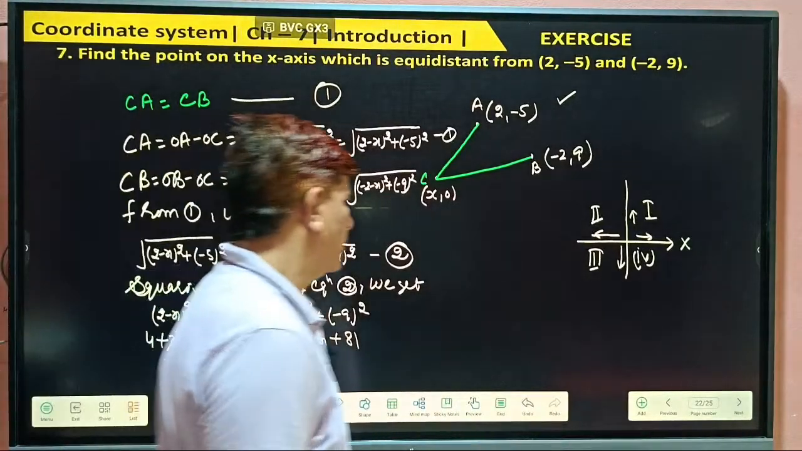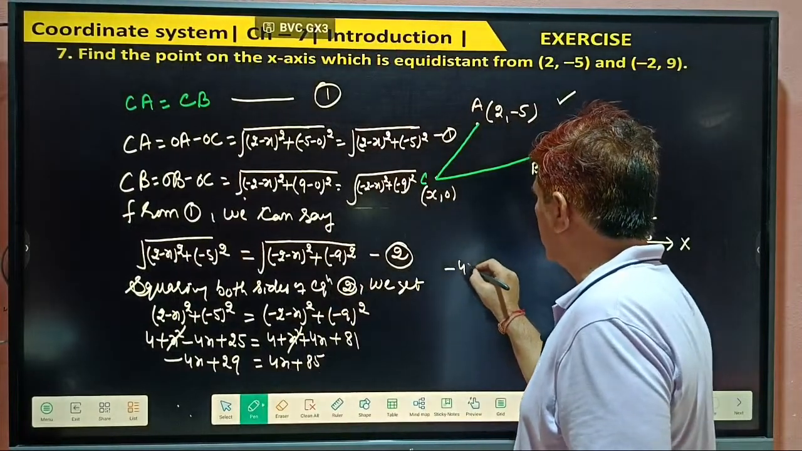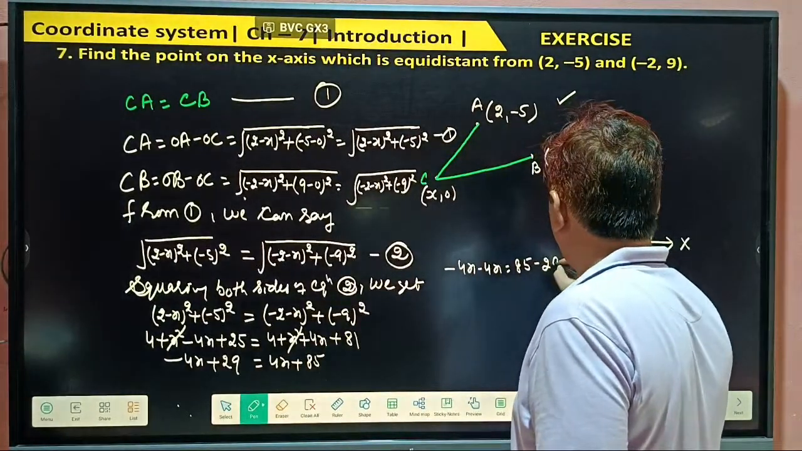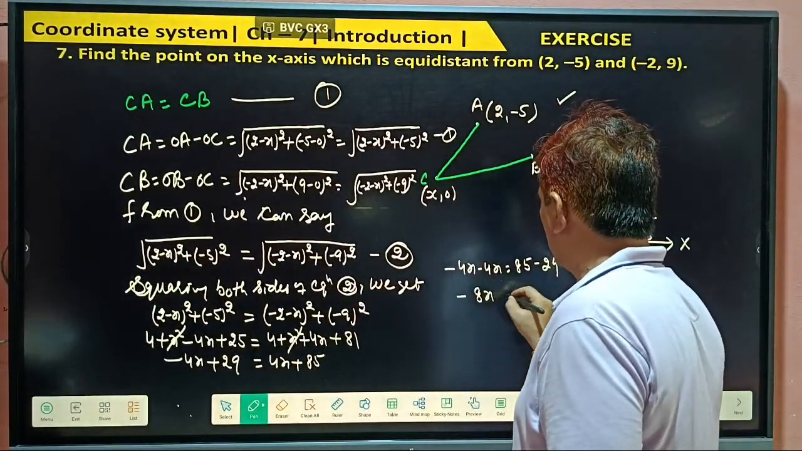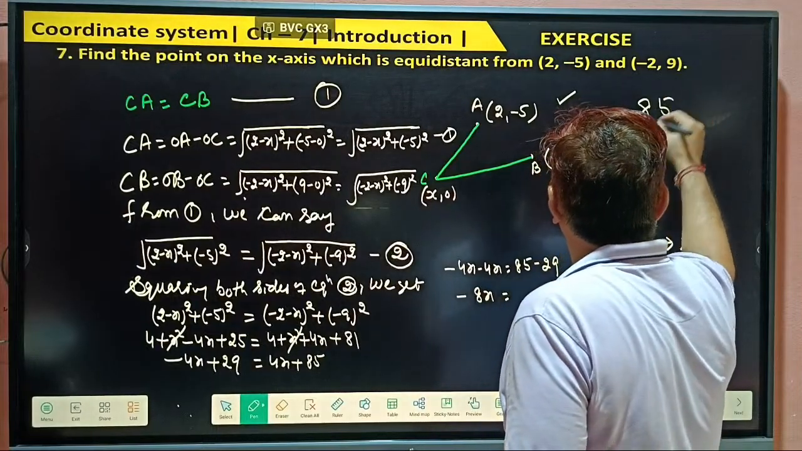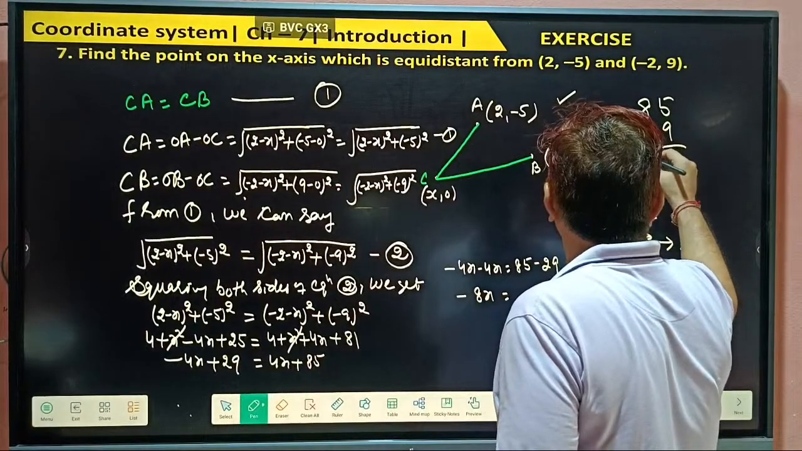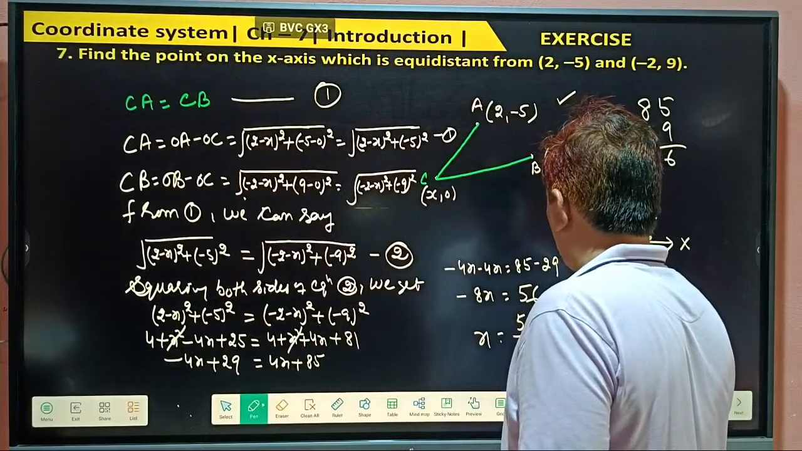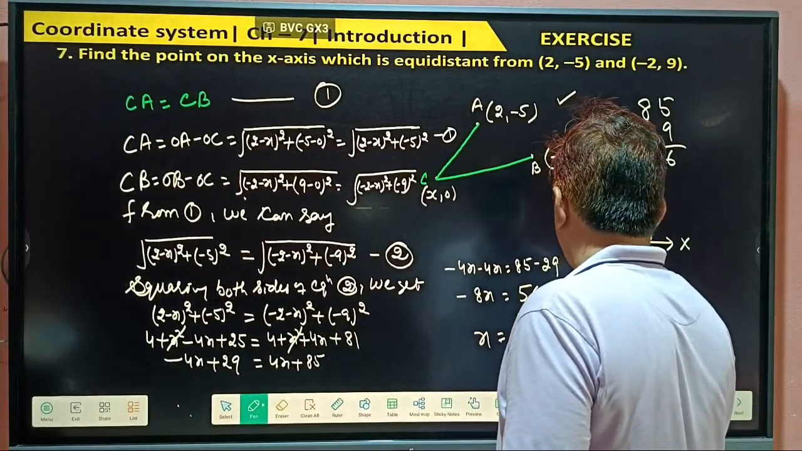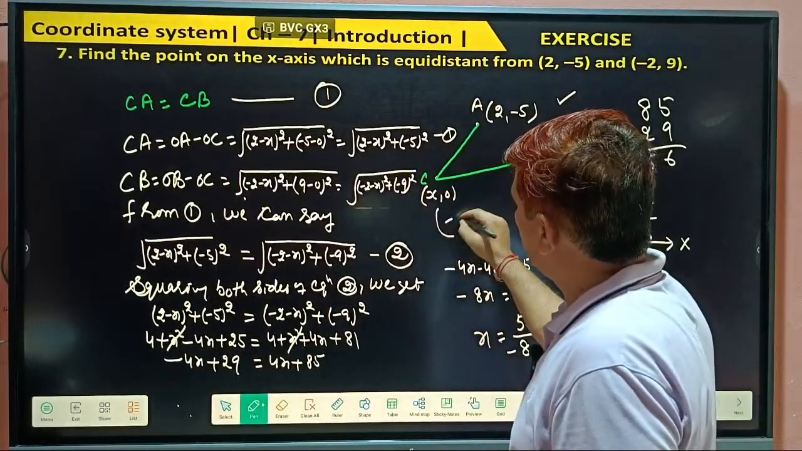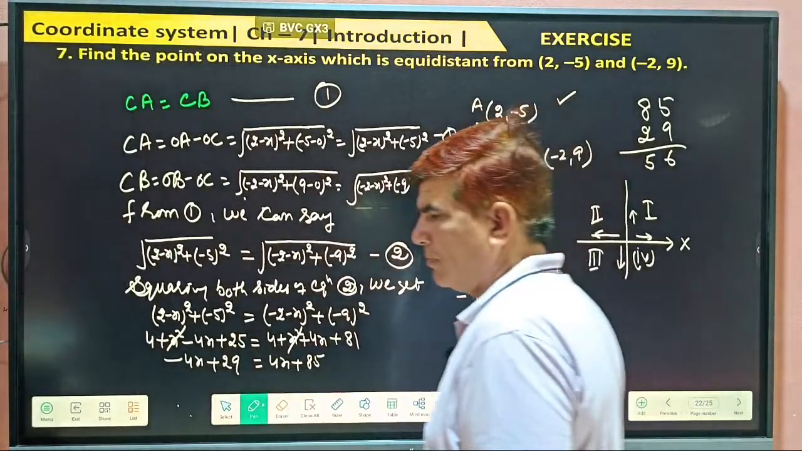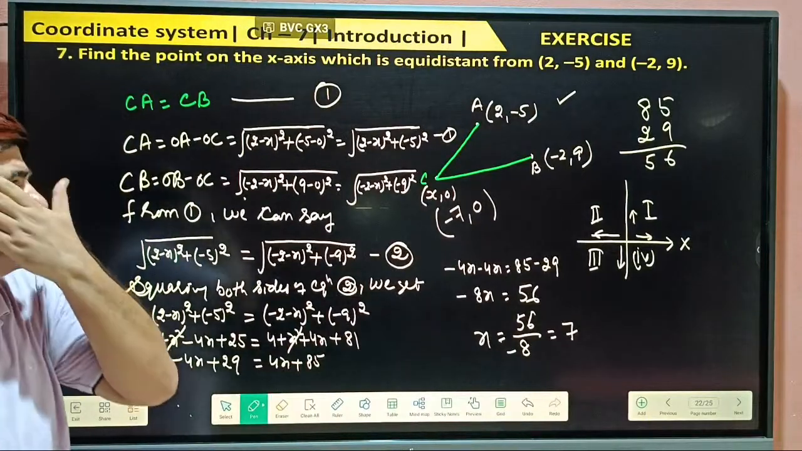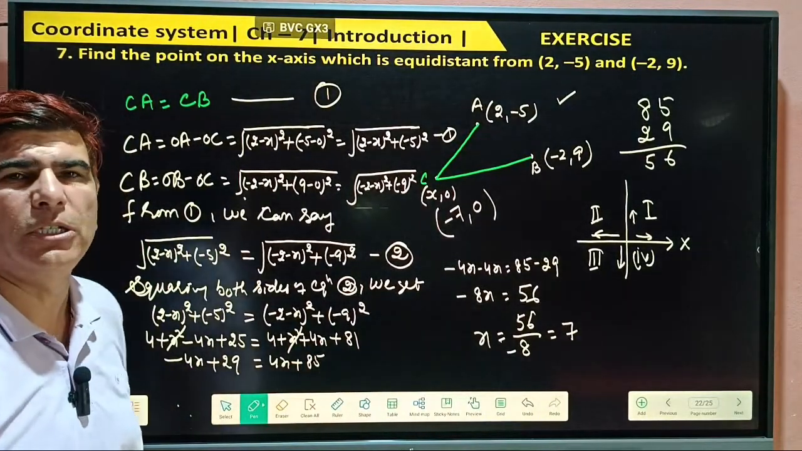So x on one side: minus 4x minus 4x is equal to 85 minus 29. How much? Minus 8x is equal to 56. So what is x? 56 divided by minus 8 is equal to minus 7. So what are the coordinates of that point? (-7, 0), lying on the x-axis. So this is the solution of this question.